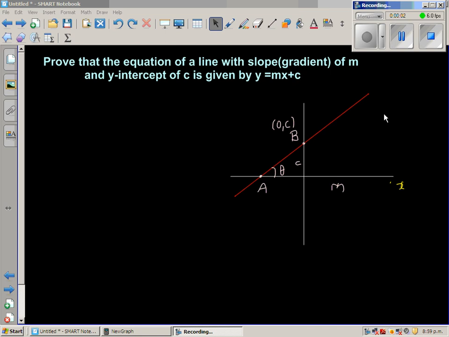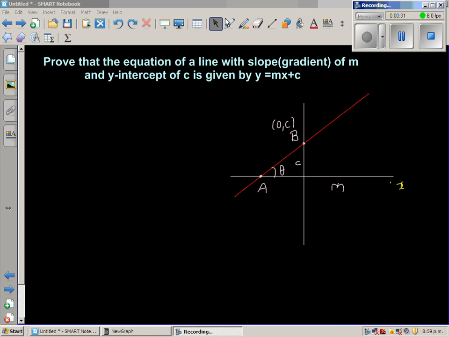In this video, I'm going to prove the well-known slope-intercept form of a line, which is y is equal to mx plus c, where m is the gradient or slope and c is the y-intercept. So this is what we want to prove. Prove that the equation of a line with a slope, a gradient of m, and a y-intercept of c is given by this equation, which is called the slope-intercept form, y is equal to mx plus c.